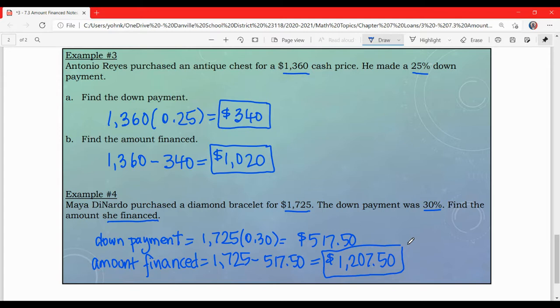Okay, so remember, when you purchase something, you might have to put down a down payment, which could be a dollar amount or it could be a percentage. And then whatever is left from the cash price would be the amount financed.